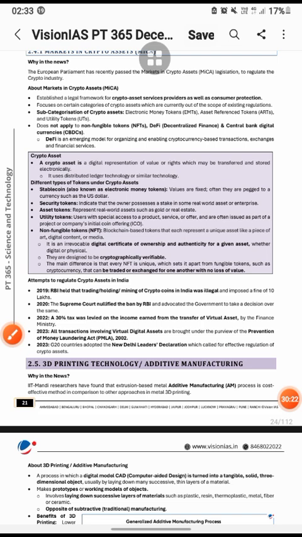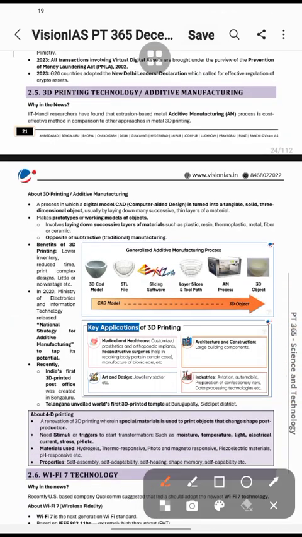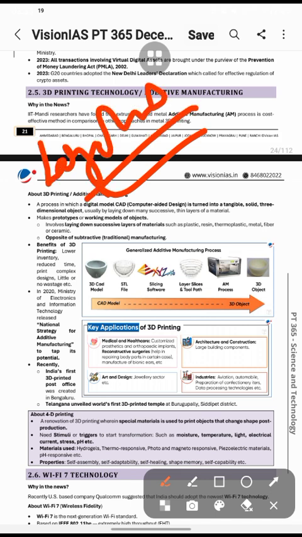Okay. Now the next one is 3D technology, additive manufacturing we can say. It uses a digital computer-aided design model, built by layering. It means lower inventory, reduced time, complex designs, and is suitable for novices. The Ministry of MeitY has a national strategy for additive manufacturing in medical, health, reconstruction, artificial construction, industry, aviation, automobile, tires, art and design, and jewelry.